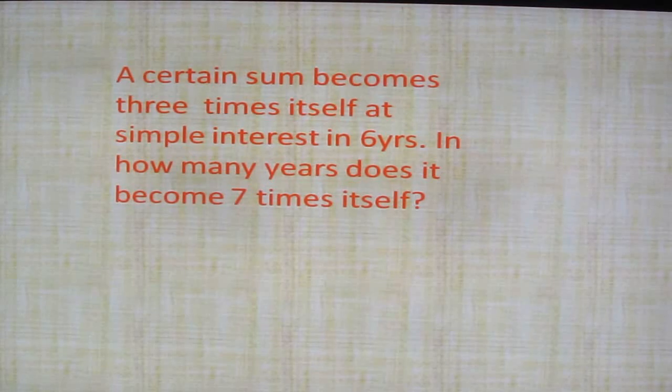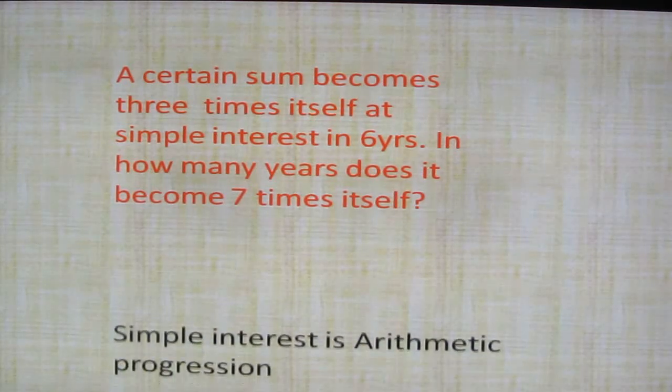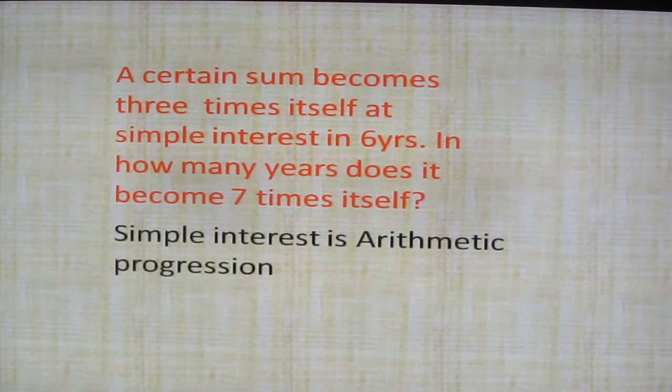A certain sum becomes 3 times itself at simple interest in 6 years. In how many years does it become 7 times itself? So what we know, simple interest is arithmetic progression. In arithmetic progression, what we know, difference is same every year. Let me take the initial amount as 100. 100 has become 300.